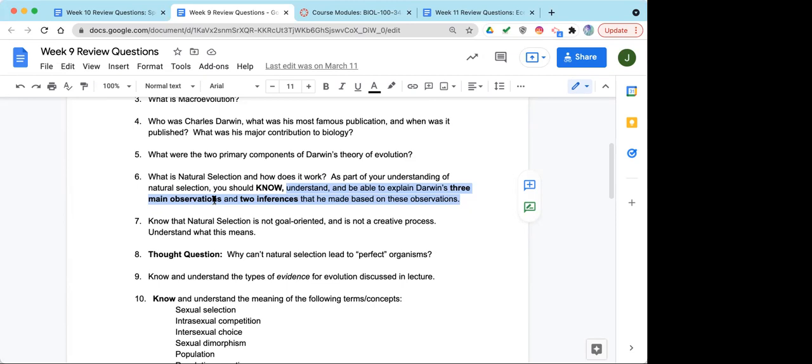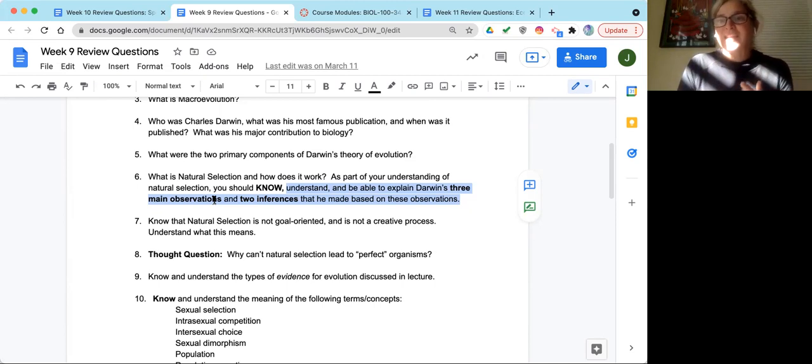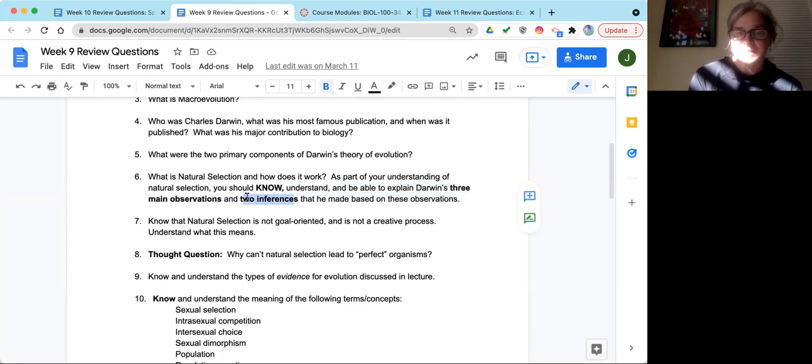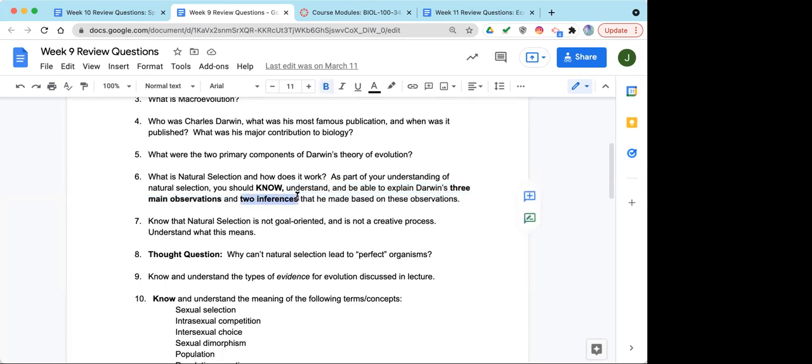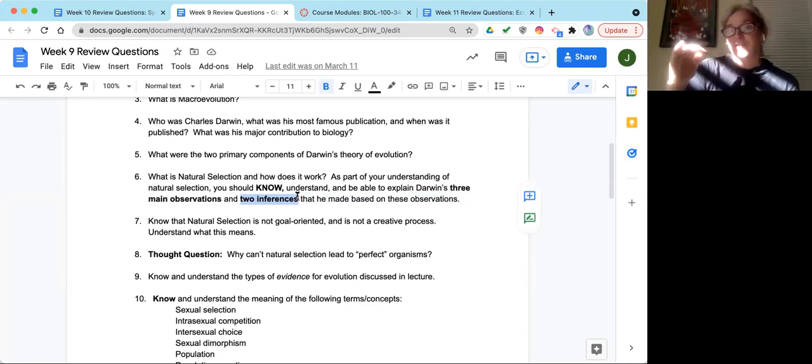Yeah, brown fur, right? Because brown fur is going to help them blend into that environment, and they're going to be protected from predation. So there's a selective advantage. The brown bunnies are more likely to survive, therefore they're more likely to reproduce. Now, the two inferences, second part of this is that because of those traits and because of that differential survival in the next generation, what's the population going to look like?